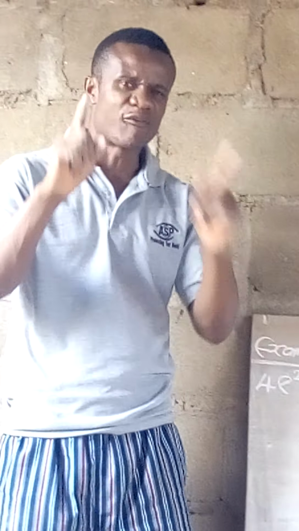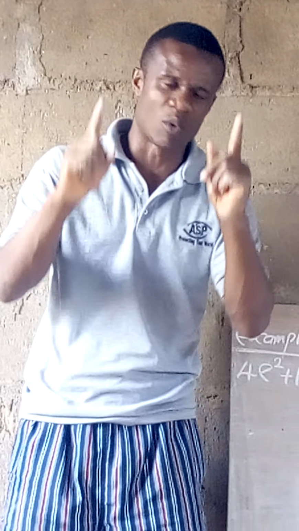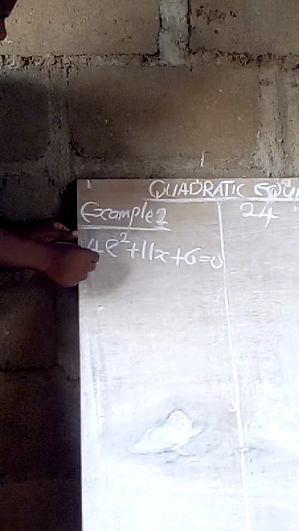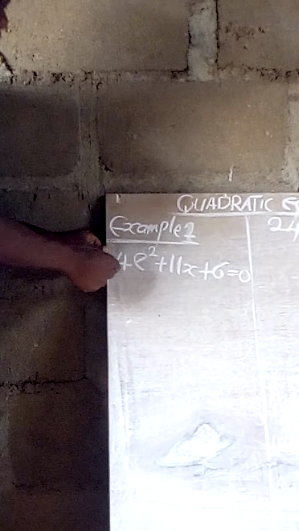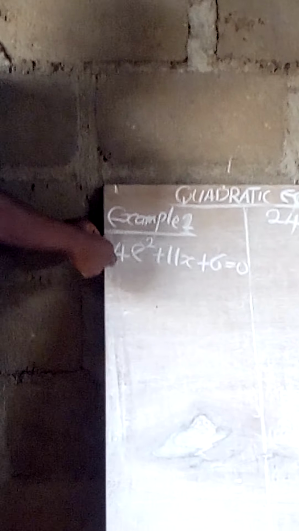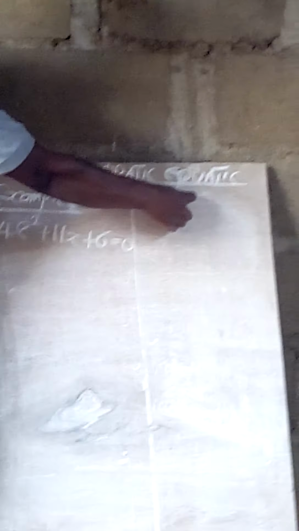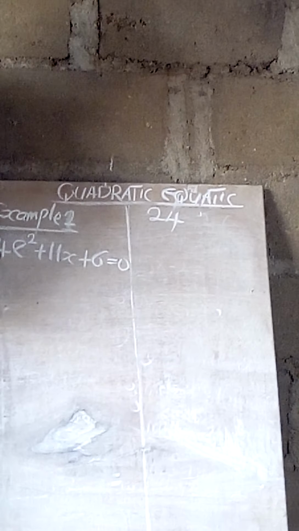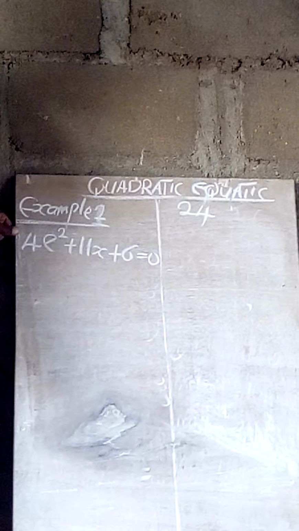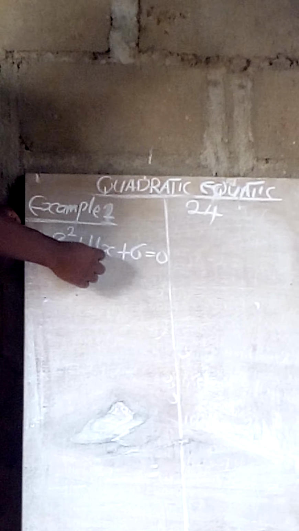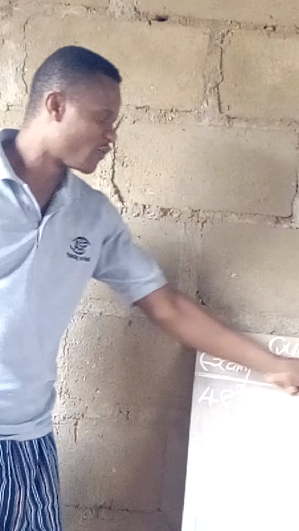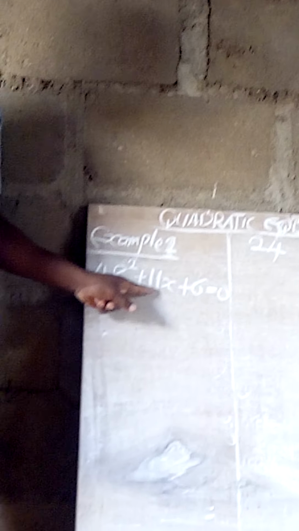What did I say? I will repeat myself. The first stage is to look at the coefficient of the squared variable, that number at the back, and multiply it by the constant. You place that constant outside now, and we have 24. Then you come back to the middle number and look for 2 numbers that multiply to give you 24, and when you add or subtract them, they give you the middle number. Are we there now? Yes.